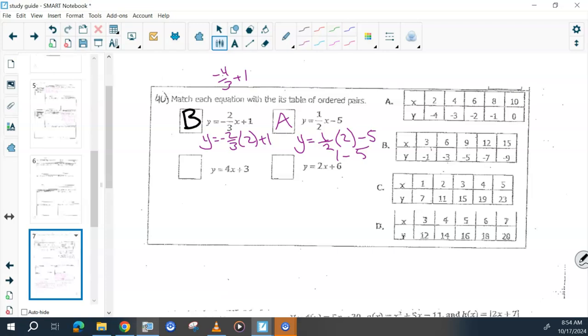So then we'll put another one using this method, the algebraic method. Let's say for C, I put this in here, put 1 in, and this would give me 4 plus 3, which is 7. If I did 2, that'd be 8 plus 3, which is 11, so that is C, and then by default, that is D.